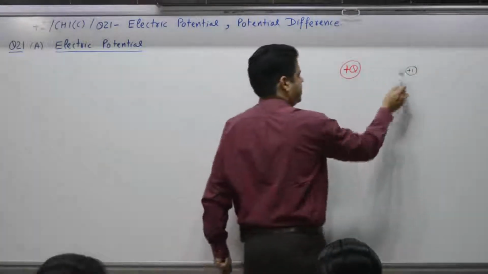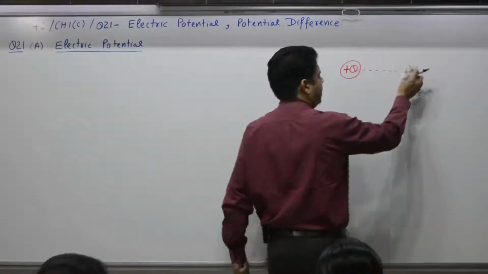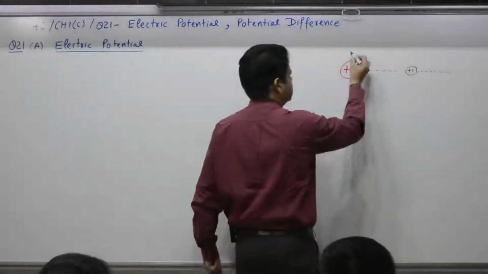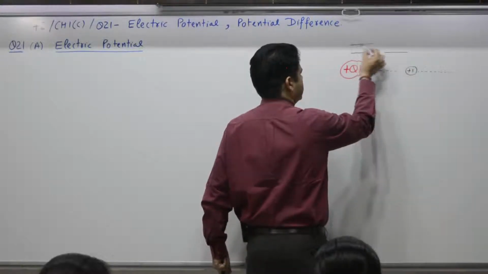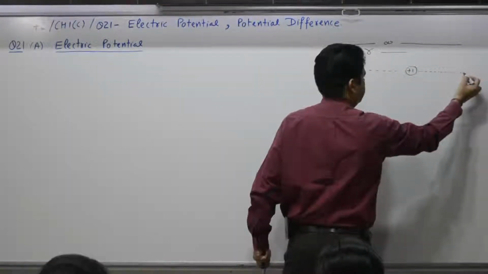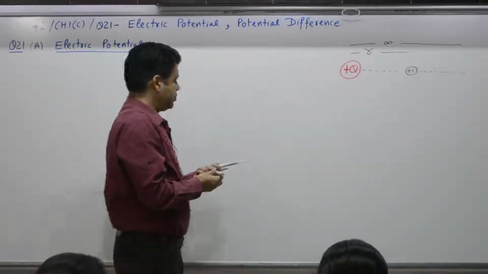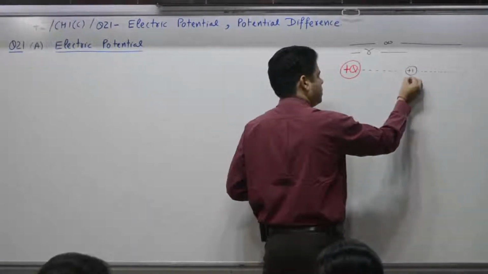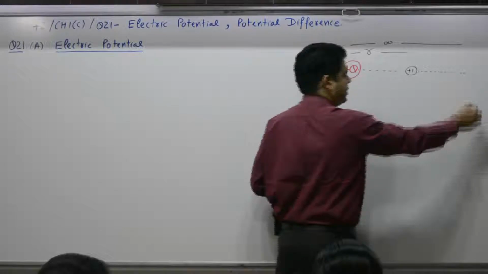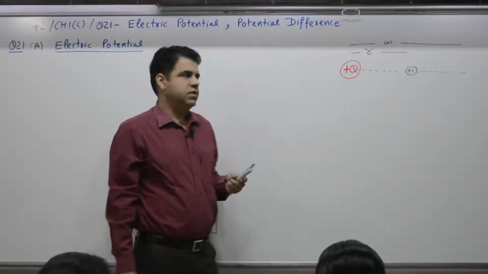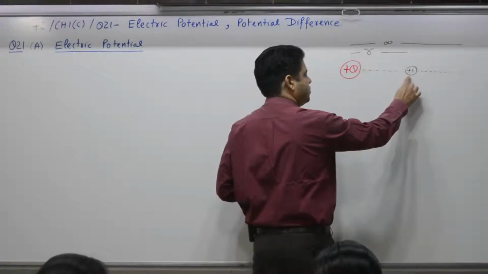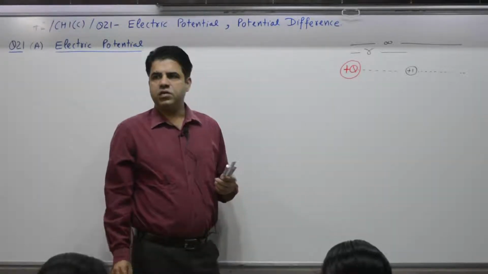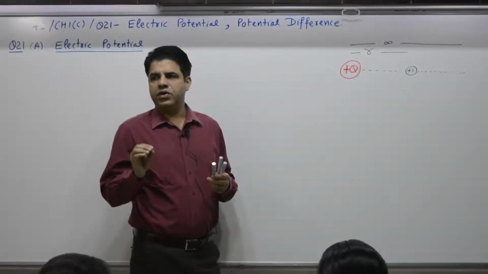because it is positive, it experiences repulsion, and it will move from this point, from distance r, to infinity. If you release it, because of repulsion, it will move from this position r to infinity. Work done by this charge as it moves from this position to infinity is termed as electric potential. It is work done per unit charge.